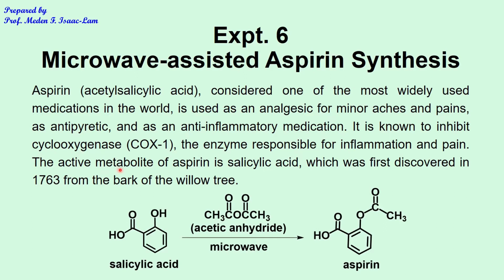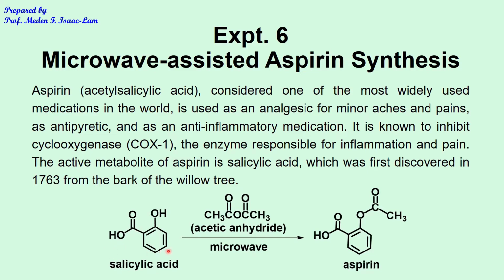The active metabolite of aspirin is salicylic acid, which was first discovered in 1763 from the bark of the willow tree. In this experiment, we are synthesizing aspirin from salicylic acid. The structure is shown here. It has a benzene with an OH, that's a phenolic group, and then a carboxylic acid. It is very acidic because of the OH and the carboxylic acid.